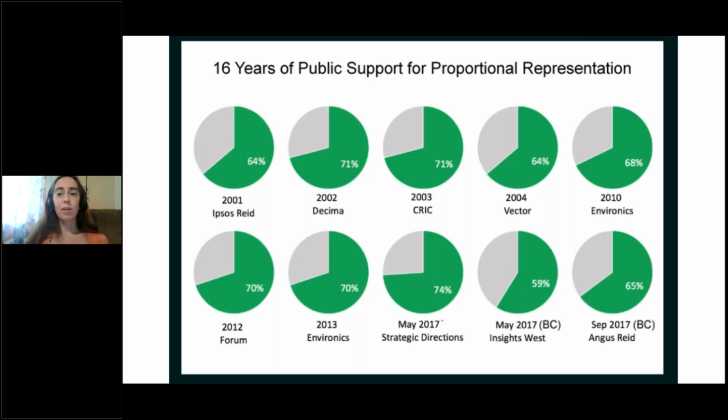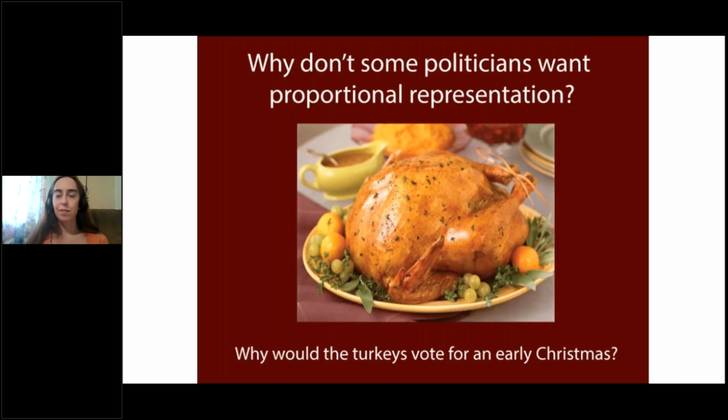And there's actually been a lot of polls done over the years on public support for PR. So this is support for the principle. This isn't asking about some specific set of mechanics. It's asking, do you think that 30% of the vote should get 30% of the seats? That kind of question. Or, should we move to proportional representation? And you can see very clearly that a strong majority of Canadians support that principle.